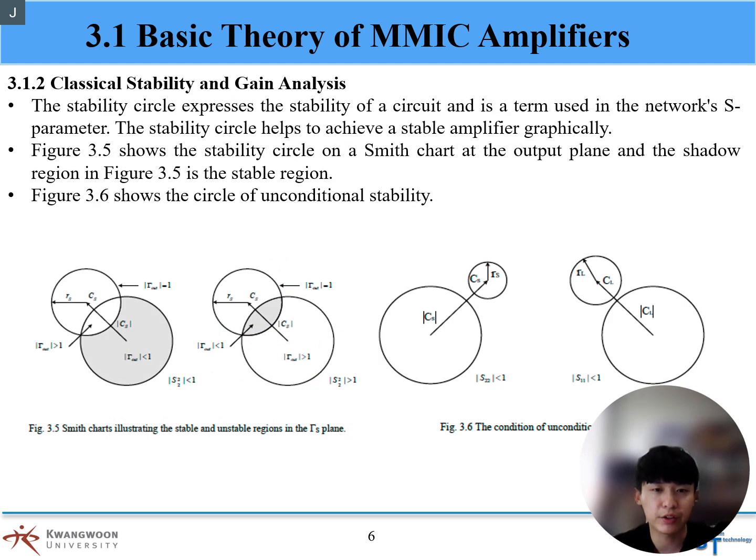The stability circle expresses the stability of a circuit and is a term used in the network's S-parameters. The stability circle helps to achieve a stable amplifier graphically. Figure 3.5 shows the stability circle on a Smith chart at the output plane, and the shaded region in Figure 3.5 is the stable region. Figure 3.6 shows the circle of unconditional stability.